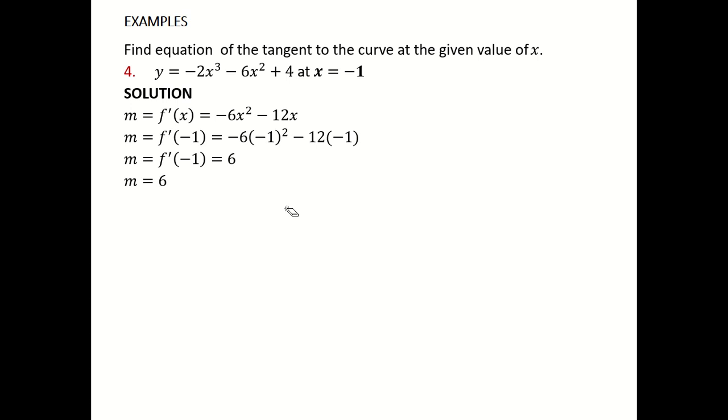We do have the x value, which is negative 1. We are left with the y value. To find the y value, take that x value and substitute it into the original function. And this is what you will get. Simplify this, you will get 0.